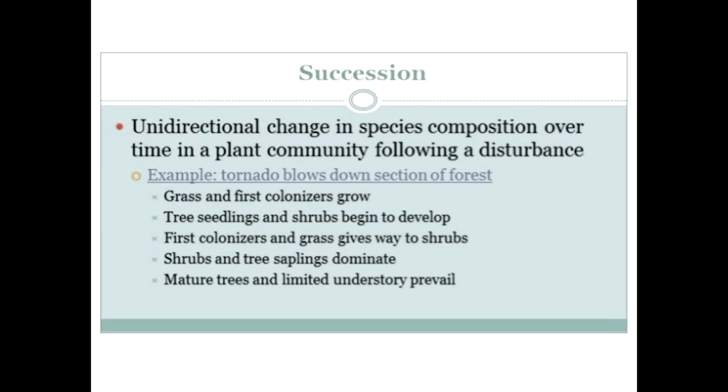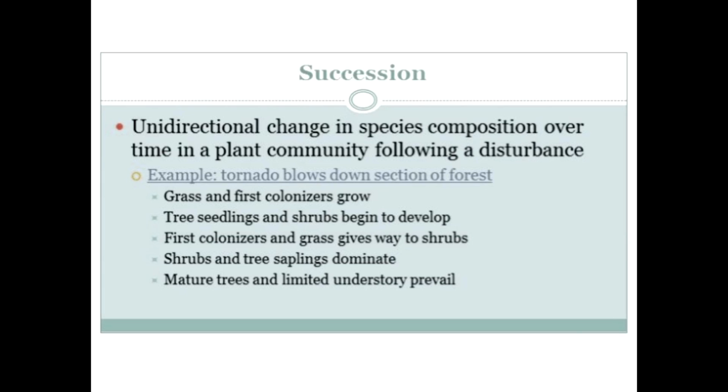Succession, I mentioned this. You can think of it as the unidirectional change in species composition over time in a plant community following a disturbance. You can debate this term, and the details of it, but we know that this does happen. If you think of the example of a tornado coming in and blowing down a section of forest, you can watch this happen. You get grass and first colonizer, small species coming in first.